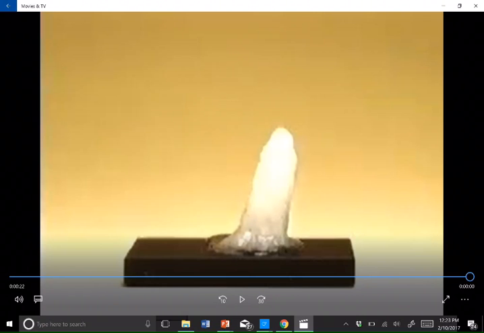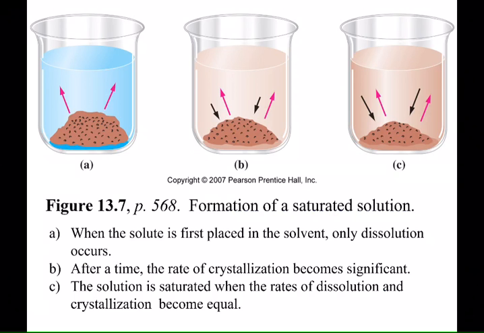So I think that's cool. So just some still images. We looked at something like this on Wednesday. So the blue is the pure solvent. And here, in B, you see, of course, the up arrows are dissolving, the down arrows are precipitating. So in B, notice we have more dissolving and less precipitating.